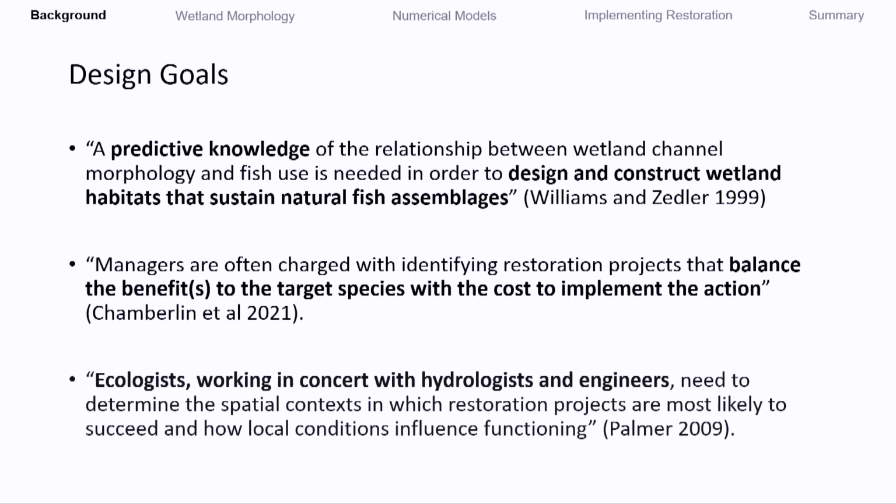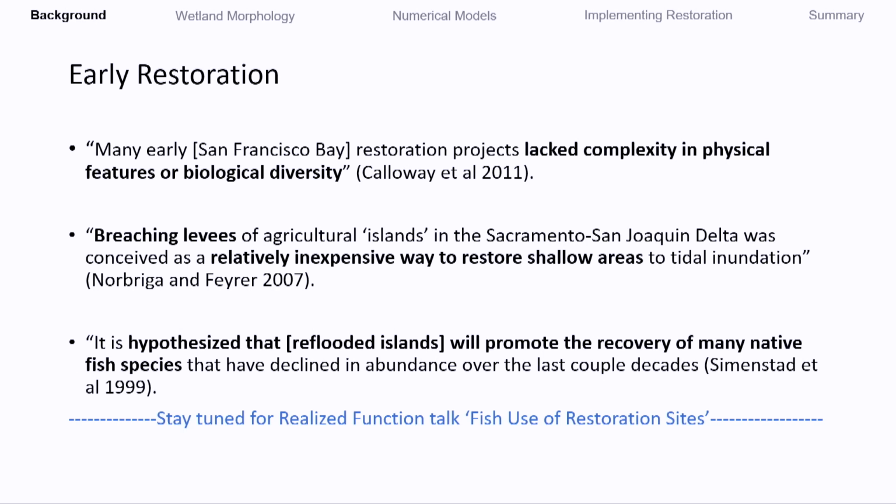Secondly, we need to balance the benefits to target species with the cost of implementing the action. It's a non-trivial cost to restore these tidal wetlands, so that's important. And so like our panel here, the folks that put together this talk, we think it's important to have ecologists working with hydrologists, engineers, managers, and so on to help optimize the outcome of our design.